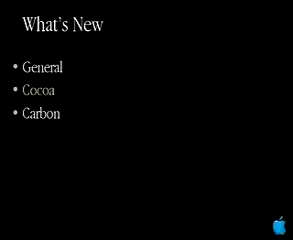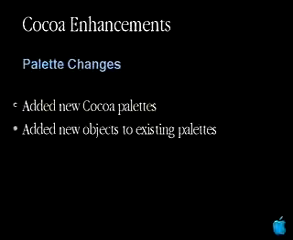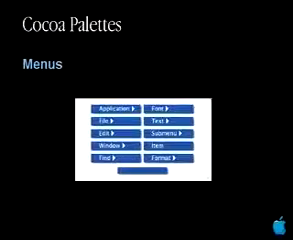So let's talk about Cocoa now. In Cocoa, we changed the palette. We've added a new Cocoa palette, and we've added a bunch of objects to existing palettes. So let me go through the palette. This is the menu palette. The biggest change here is that there is no more Apple menu. There is an application menu, which is the far left menu in your app.